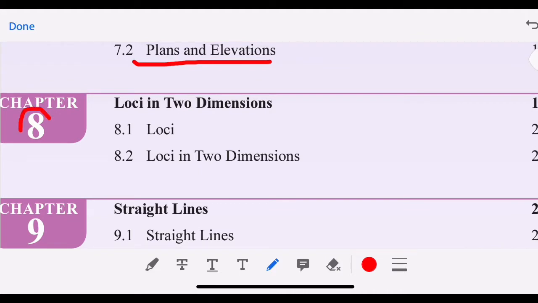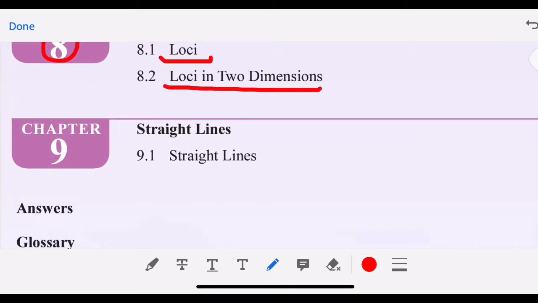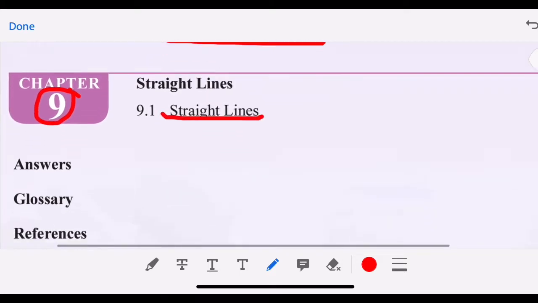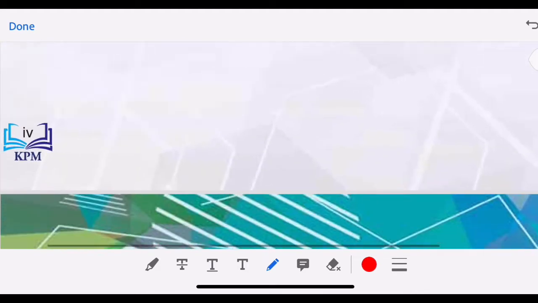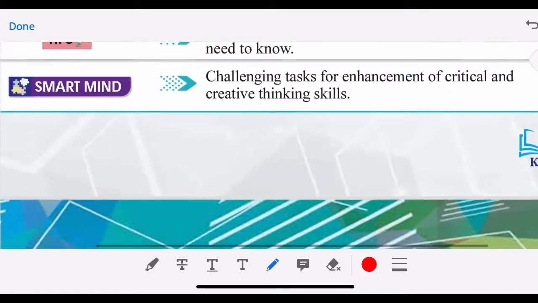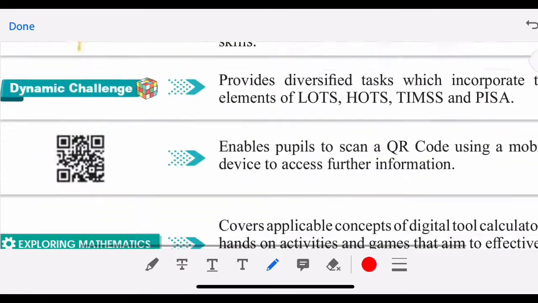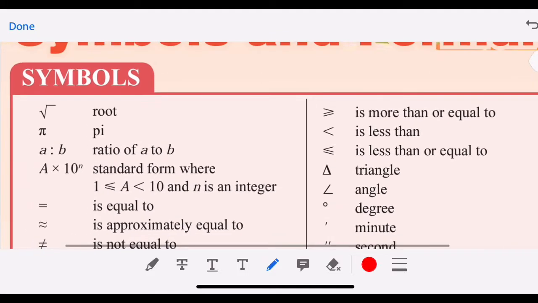Chapter 8 will be loci in 2 dimensions. And chapter 9 will be straight lines. So all these are the basics for Form 3. So basically we will go through the important formulae. Alright, symbols and formulae.